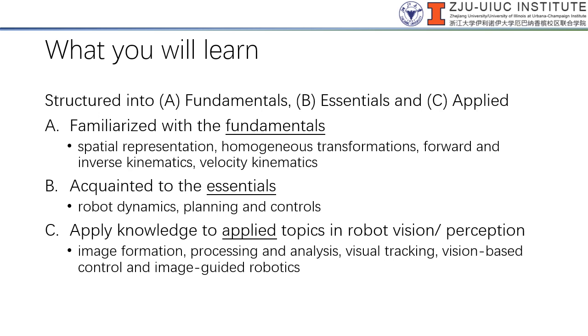Then there is the more practical, more applicable topic of robot vision, where we'll look at the science and engineering of image formation, processing, and analysis. You will understand the camera model, how you use a camera to help the robot perceive and understand what is happening in the surroundings, and to do vision-based control, that is, to apply visual information to control the robot and achieve certain tasks. These are image-guided robotics topics that you will learn in the last 4 weeks of this course.